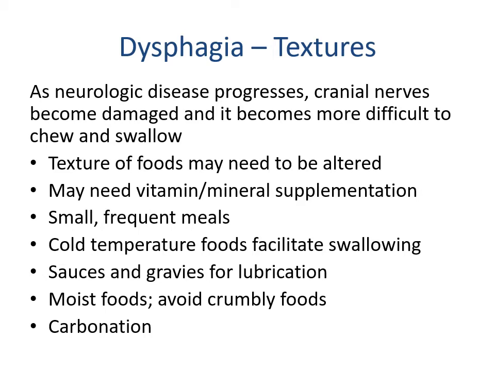So looking at these textures, again, as neurological diseases progress, cranial nerves become damaged and it may be more difficult to chew and swallow. You may have a patient who starts on regular food and then slowly becomes mechanical soft and then pureed, having to change their texture. They may need a vitamin and mineral supplement because they're not able to eat the right variety of foods to meet their micronutrient needs. Small, frequent meals, so we'll talk about this with some specific disease states.